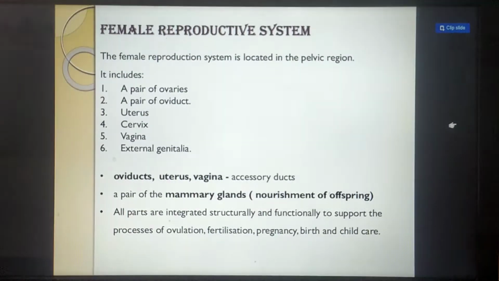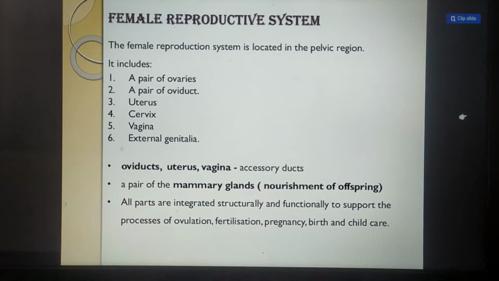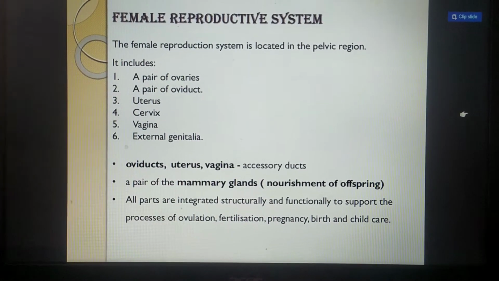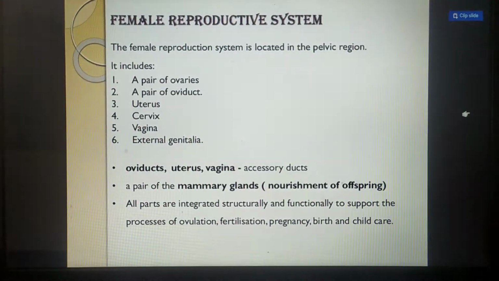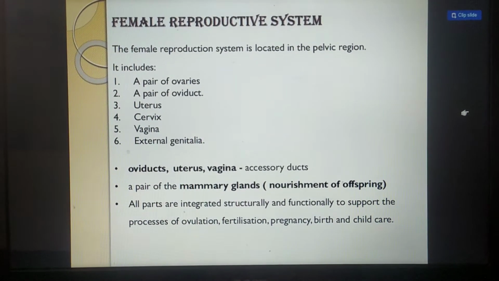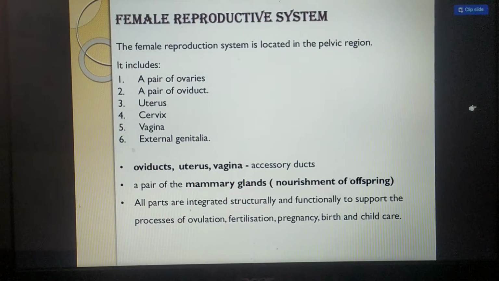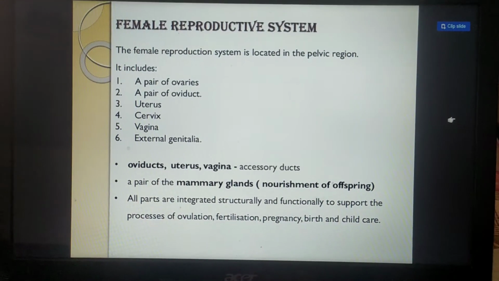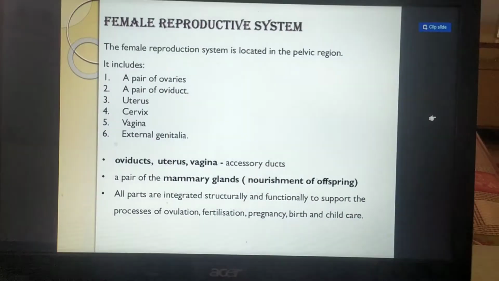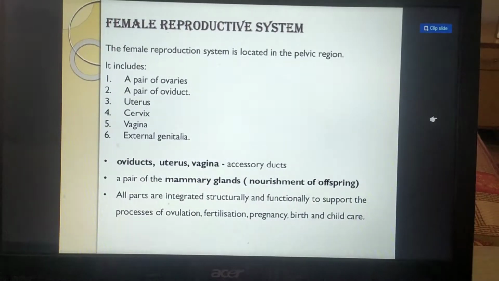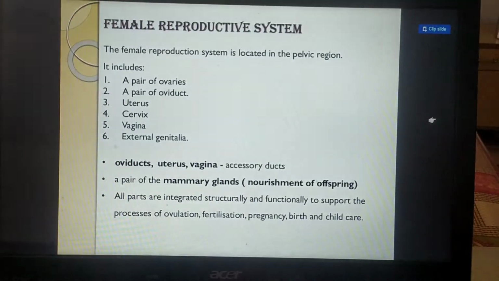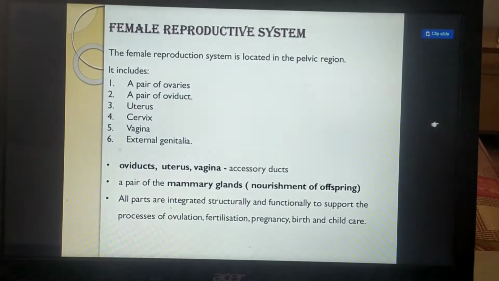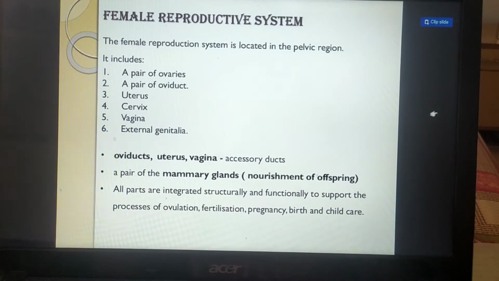Now oviducts, uterus and vagina form the accessory ducts, and a pair of mammary glands is used for the nourishment of the offspring. All parts are integrated structurally and functionally to support the process of ovulation, fertilization, pregnancy, birth and childcare. So I hope, students, these points are clear to you all. Again, a pair of ovaries means two ovaries are present, one on each lateral side, and a pair of oviducts means again two oviducts are present, one on each lateral side.